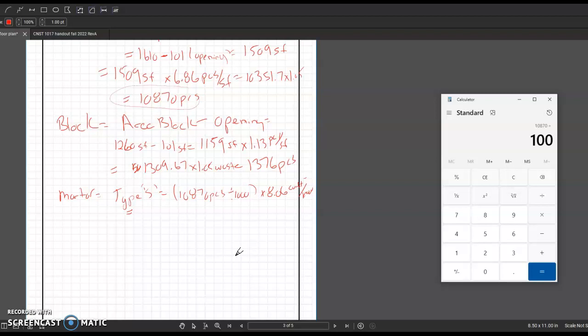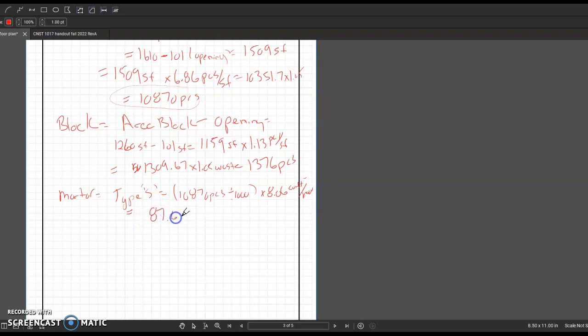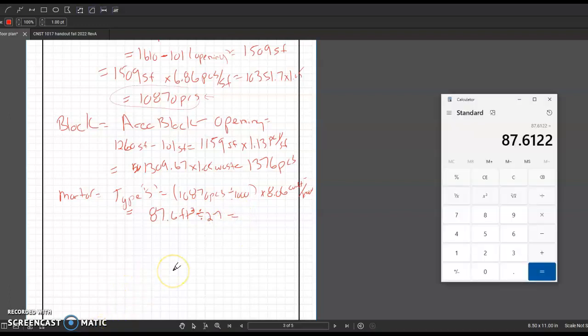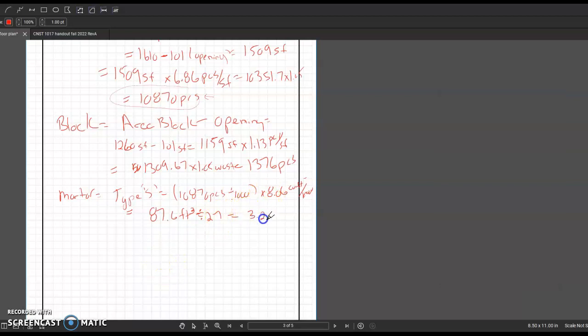Okay, so divide that by 1,000, multiply by 8.06, and that's cubic feet per thousand pieces. 10,870 divided by 1,000 times 8.06, you get 87.6 cubic feet, and we don't add a waste factor to that, remember, because we've already added a waste factor to our number of pieces of brick. But I want cubic yards, so I need to divide that by 27. So 3.2 cubic yards of type S mortar.